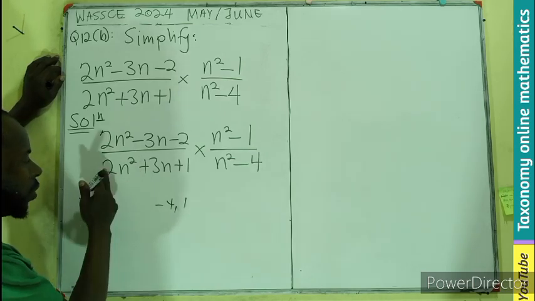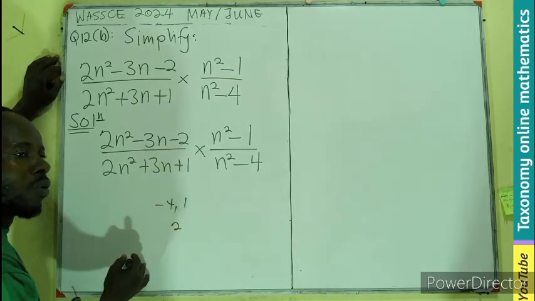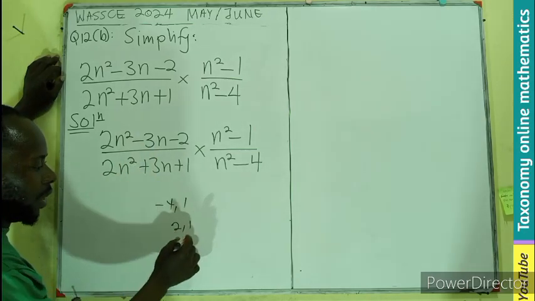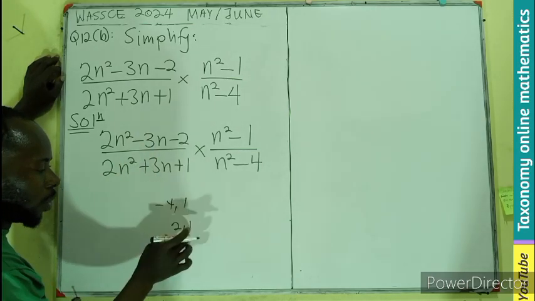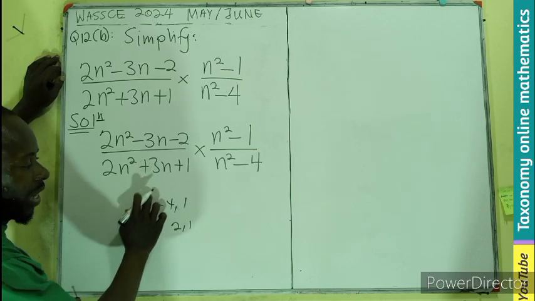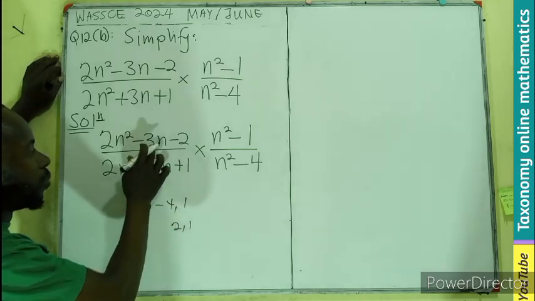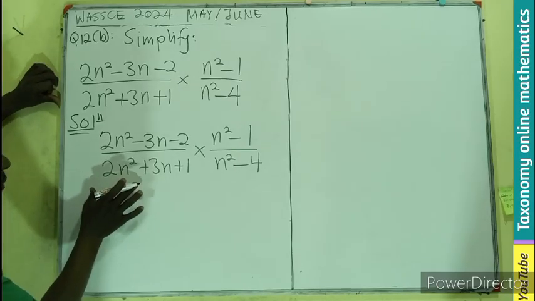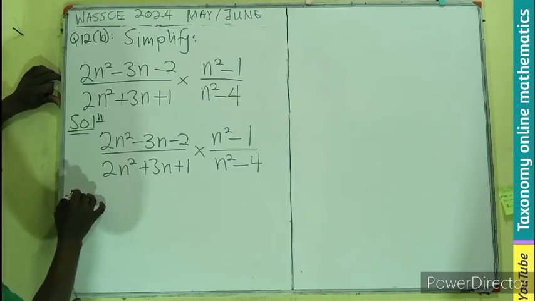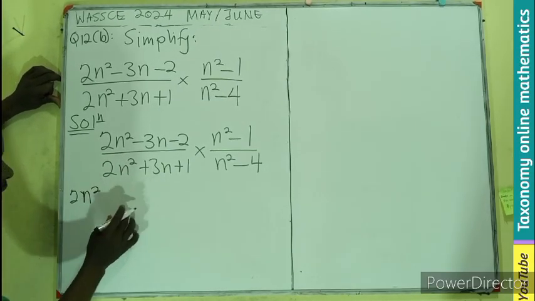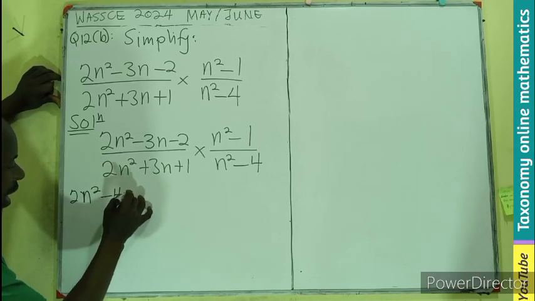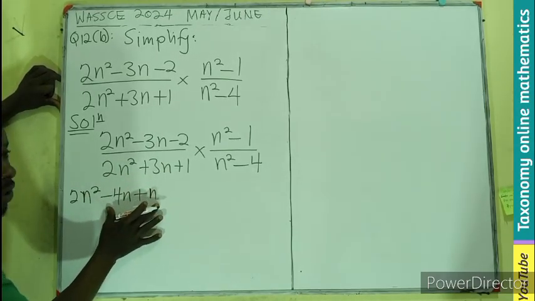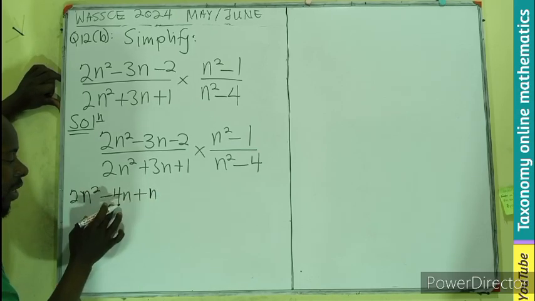In the case of this, 2 times 1 is 2. The factors of 2 that, when you add, give you 3 will be 2 times 1, 2. 2 plus 1 is 3. So those are the factors we are going to use to replace our middle term. So let's go. We now have 2n squared minus 4n plus n. The factors that we had for the negative 4 are negative 4 and 1.